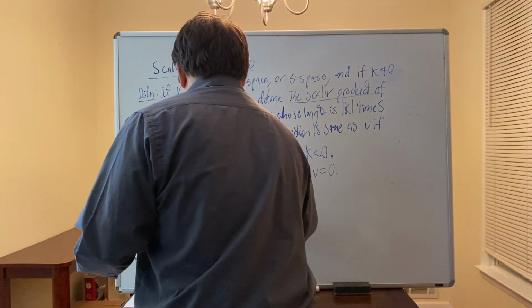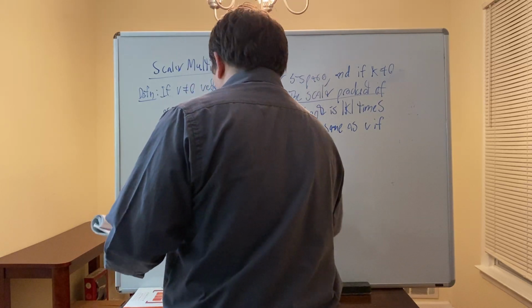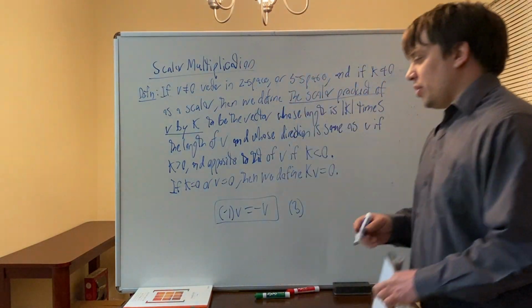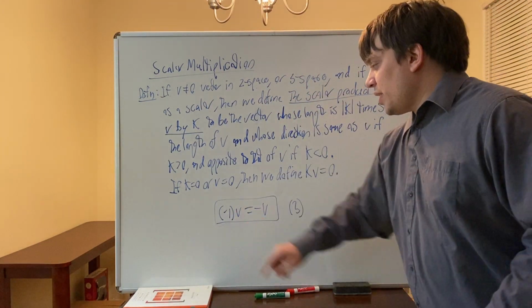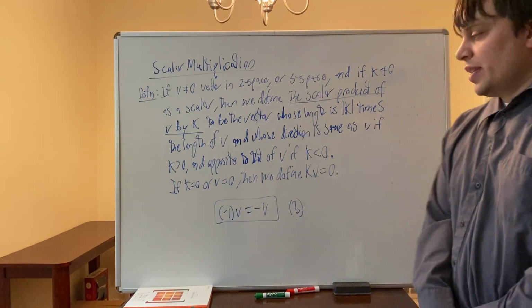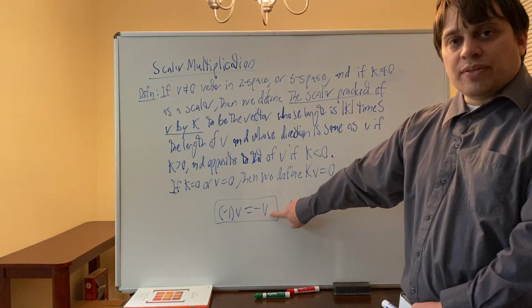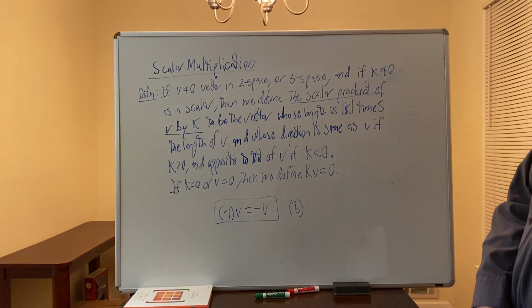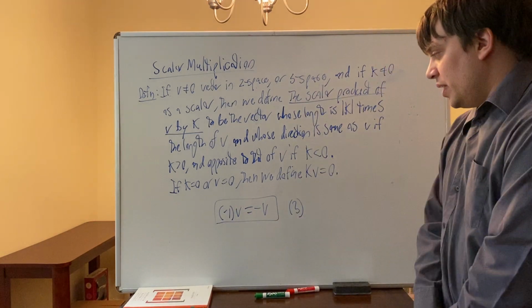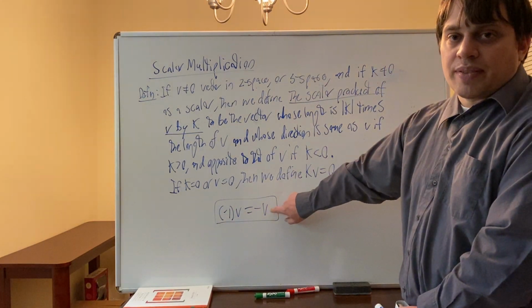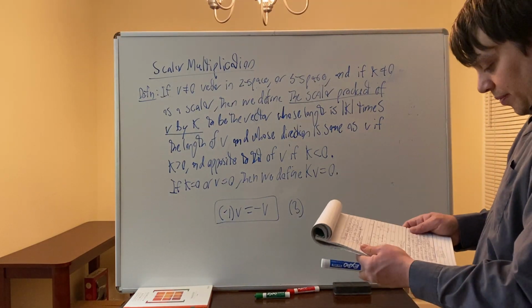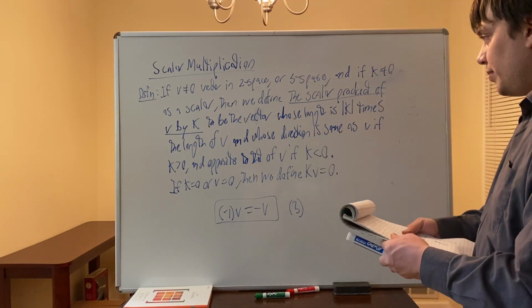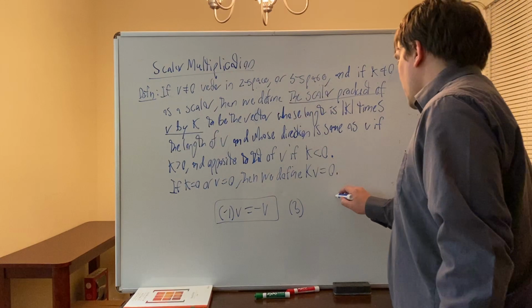Okay, and now equation 3 is negative 1v is equal to negative v. So that's the third important equation in 3.1: negative 1 times v is equal to negative v. The vector that's opposite the direction of v, of the same magnitude, is negative 1 times the original vector. And so that is the definition of scalar multiplication. Okay, and examples.